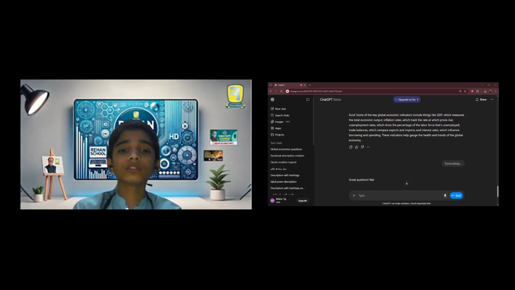Okay, ChatGPT, my next question is how do export subsidies influence trade partners? Great question. Export subsidies are financial assistance provided by a government to domestic producers to encourage exports. They can make a country's goods cheaper and more competitive in international markets, which can boost export volumes. However, they can also distort trade by giving unfair advantages to certain industries and potentially leading to trade disputes. Overall, export subsidies can influence trade patterns by shifting global supply and demand.